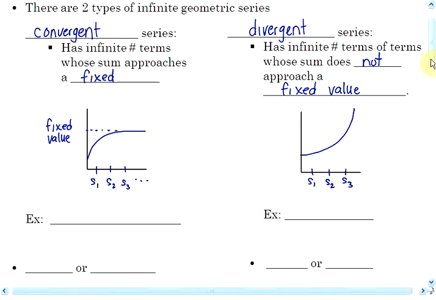Examples of these: a convergent series is 1 plus a half plus a quarter plus an eighth. And for divergent, you are looking at 3 plus 9 plus 27 plus 81.